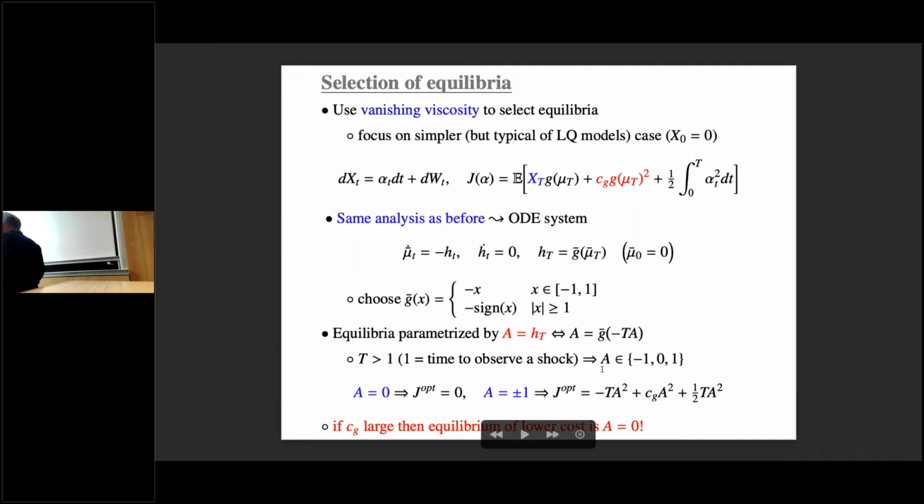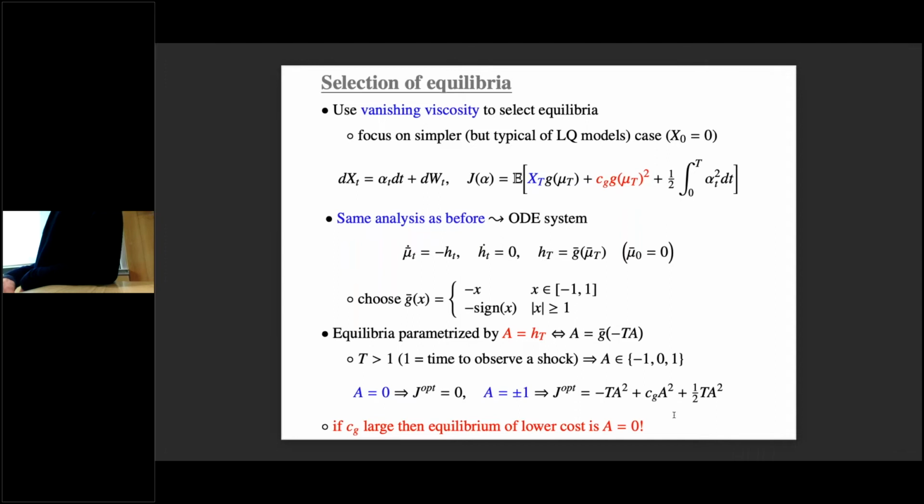There is one answer that could be interesting, but which is false if you follow this strategy based on vanishing viscosity. You could say, for any of these A, I compute the relative cost for my player in the population. So at the equilibrium, I am given a cost, and I compute the cost. And maybe I would like to say, I'm going to choose the equilibrium with the smallest cost.